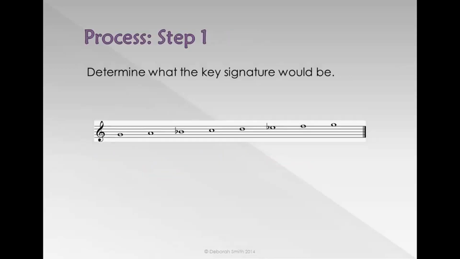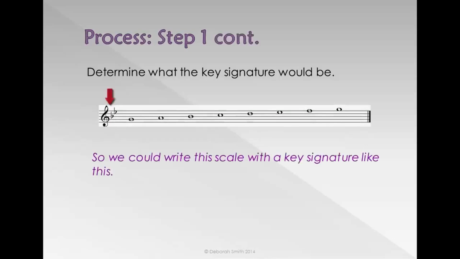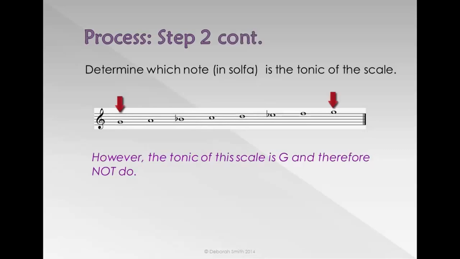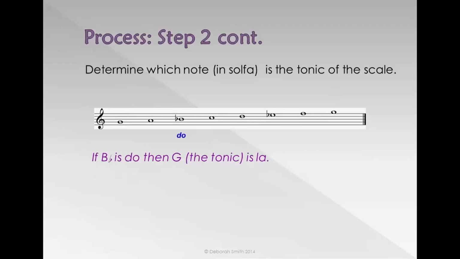Have a look at this next scale and let's work out what the key signature would be. In this scale, there are the same two flats, B and E, as were in the previous scale. So we could write this scale with a key signature like this. This key signature, as we just worked out, tells us that B flat is do. However, the tonic of this scale is G, and therefore not do. If B flat is do, then G, the tonic, is la.